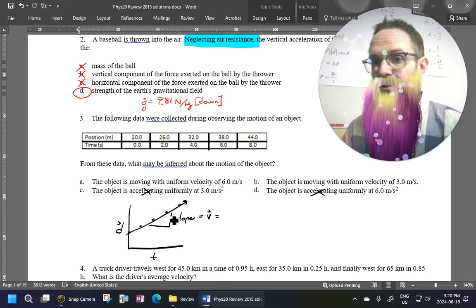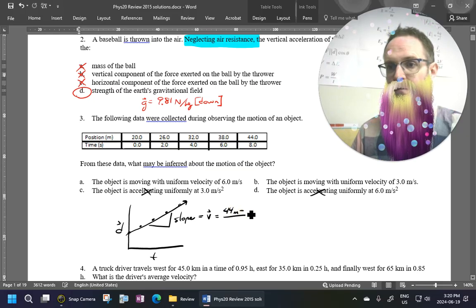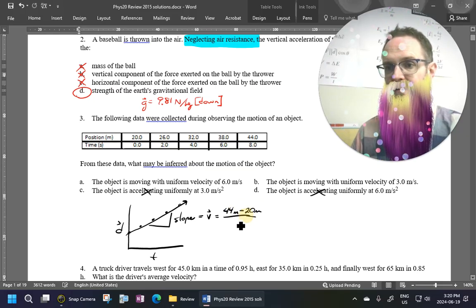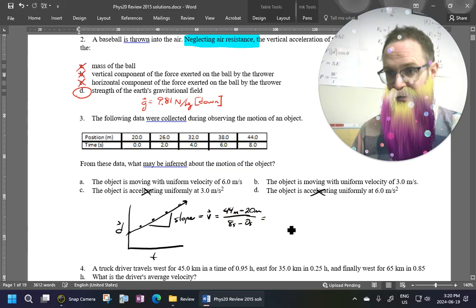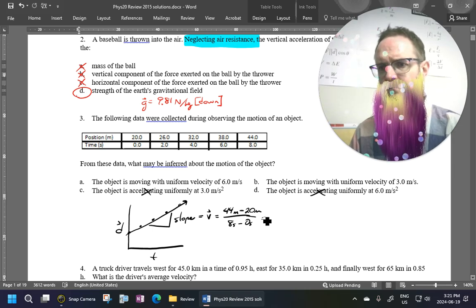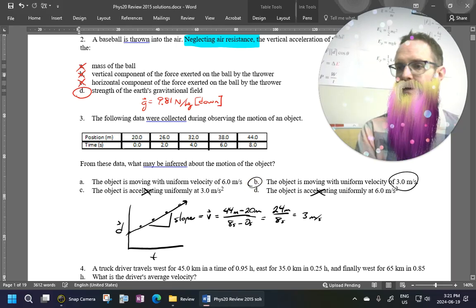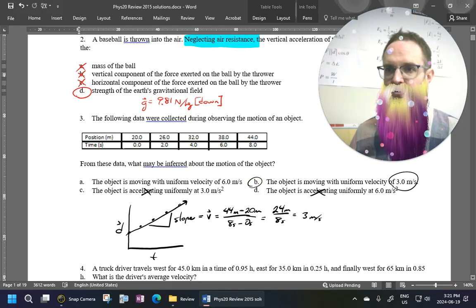So say I went from the 20 to the 44, right? My final position, 44, minus my initial position, 20, divided by my total time, from 8 seconds to 0 seconds, just 8 seconds there. So I do the calculation in my calculator. I get 24 divided by 8, which is 3 meters per second. So we're moving at a uniform velocity of 3 meters per second, so it's got to be B, right? Not a curved graph. It's a nice straight line.